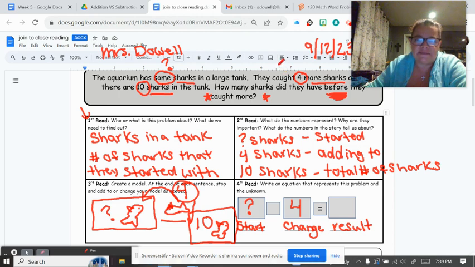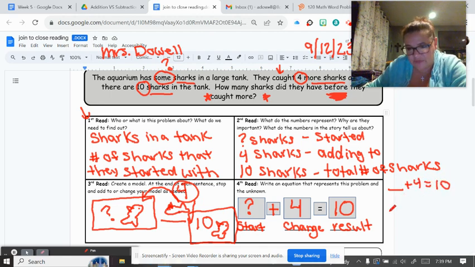Now, caught, we've talked about that. That means they're adding to this group right here. So we're going to say that this is a joining 2 word problem. And now there are 10 sharks in the tank. So my result is 10 sharks. So my number sentence that I wrote is blank plus 4 equals 10.